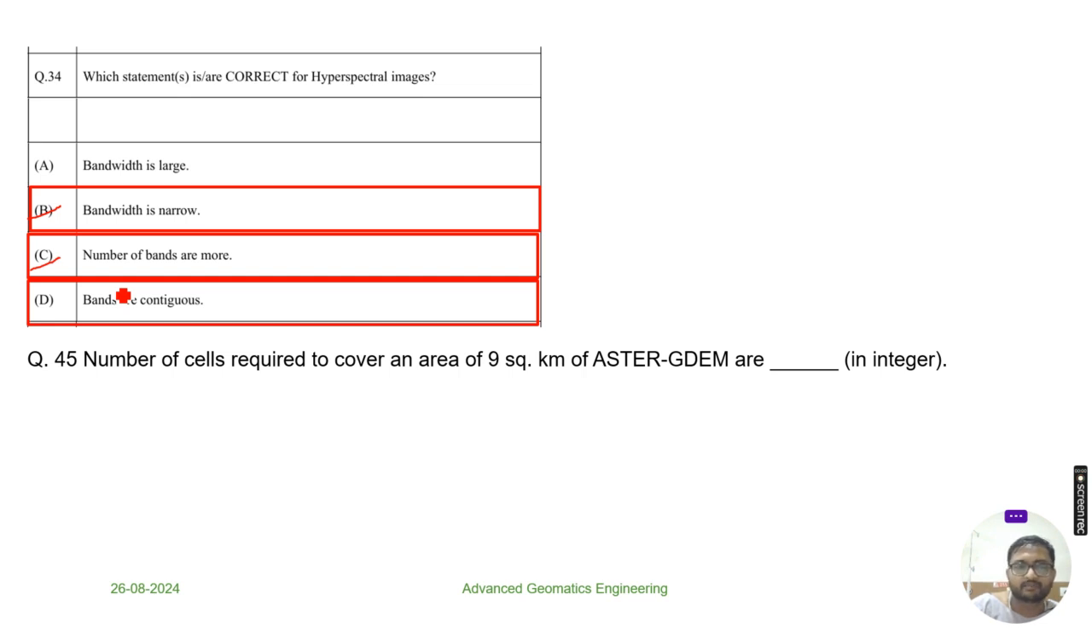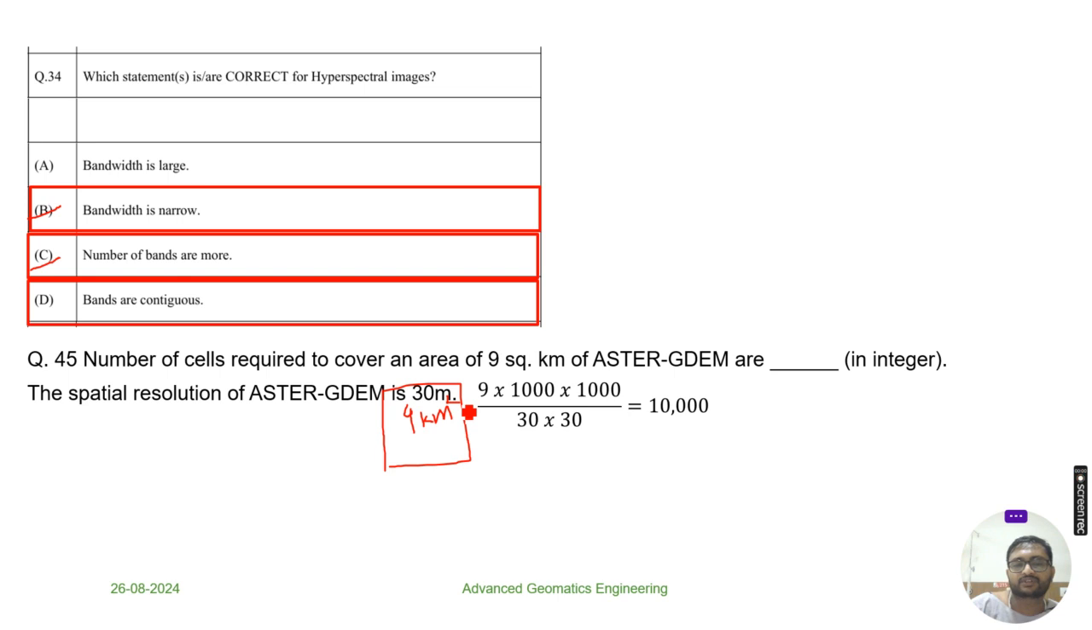Okay, now we have to see the number of cells required to cover a 9 square kilometer area. So the entire area of our image is 9 square kilometers. Now we want to cover that with the pixels of ASTER GDEM. How many pixels will it take? First, we should know the resolution of ASTER GDEM. It is 30 meters. So we will convert 9 square kilometers to square meters by multiplying by 1000 into 1000, and then divide it by the area of 1 pixel. That gives the total number of pixels required.